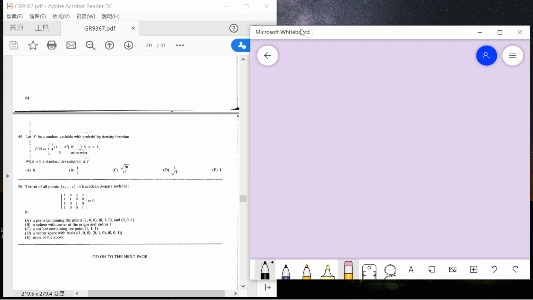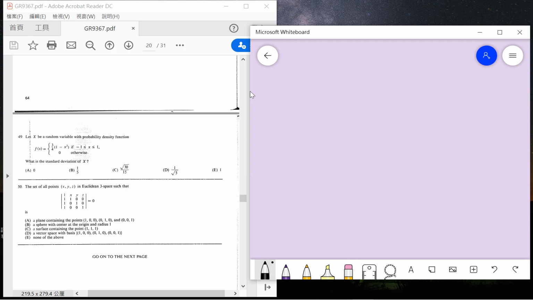Welcome, guys. So go back to our Math GRE 9367 form. Problem 49: let X be a random variable whose probability density function is this. Then what is the standard deviation?